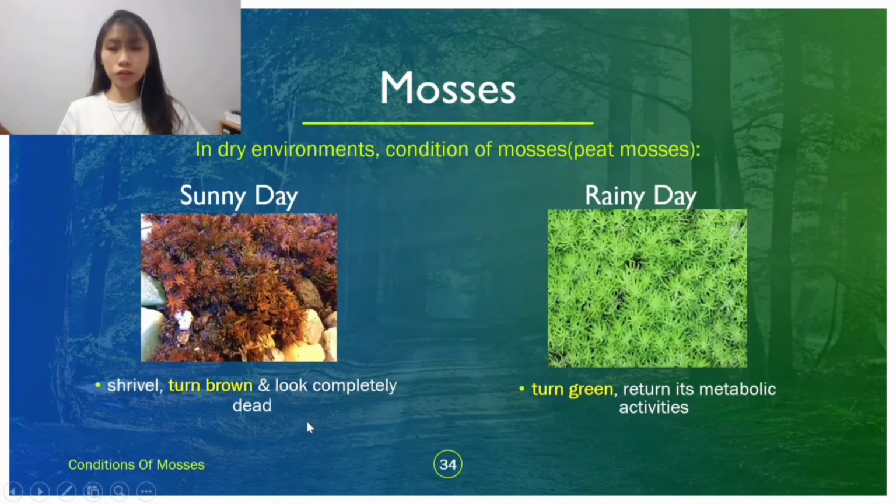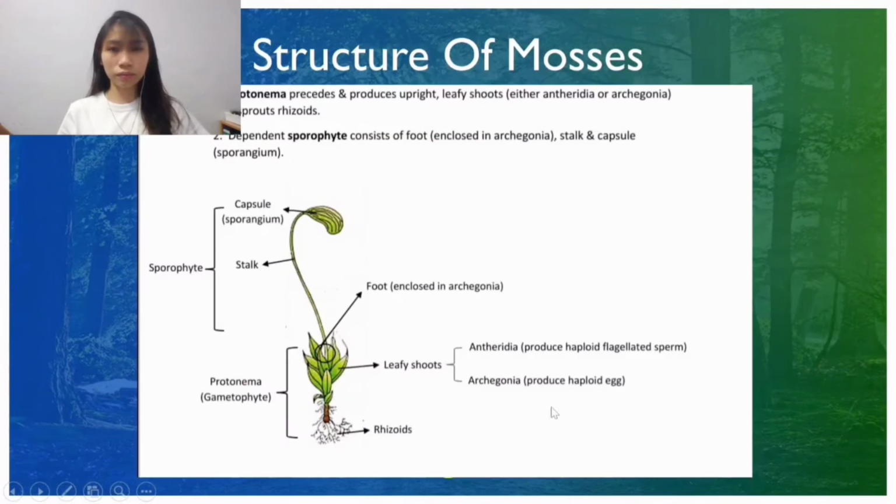And these are the 2 conditions of mosses during the sunny day and rainy day. As we can see from the picture here, during the sunny day it shrivels, turns brown, and looks completely dead. On the rainy day it will turn green and return to its metabolic activities.